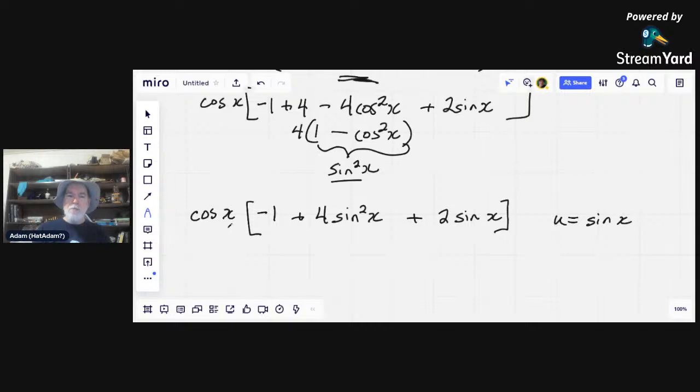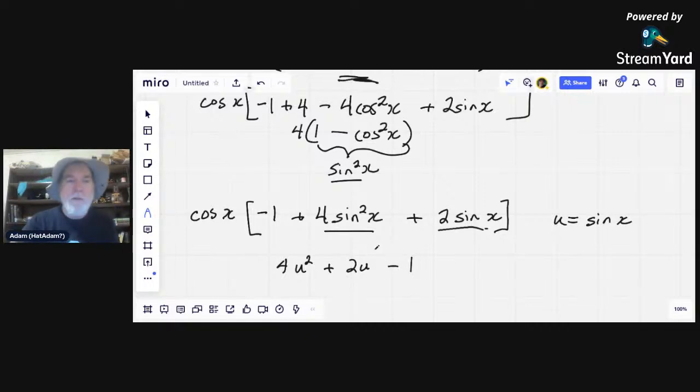Okay, so now I leave cosine aside for a bit, and let's just rewrite this in the order that we usually like to see quadratics. So we'll have 4u squared, okay, that's that bit, plus 2u minus 1. And now we can use our favorite method to factorize that.